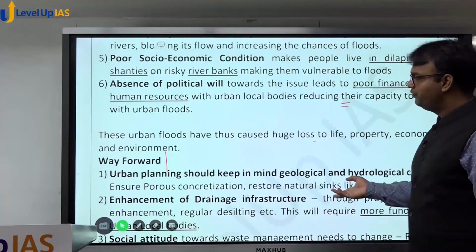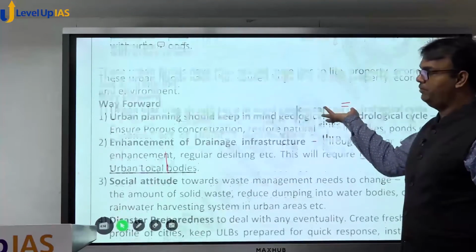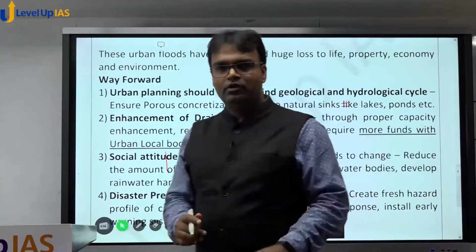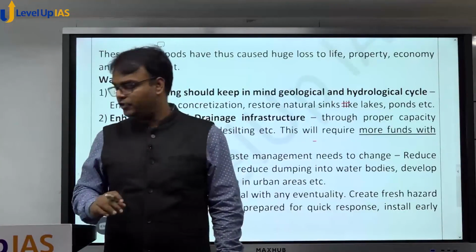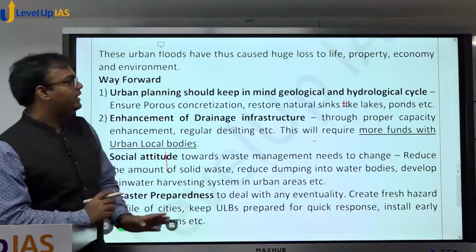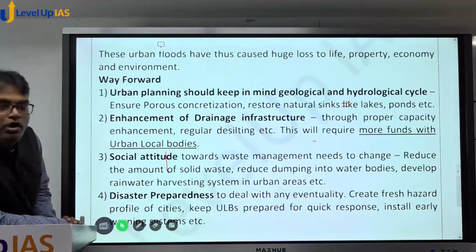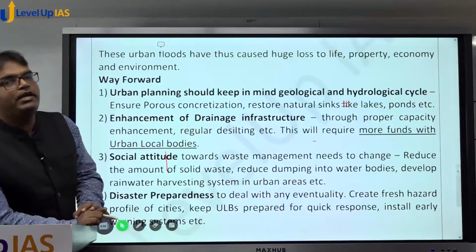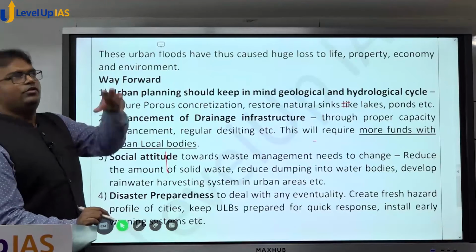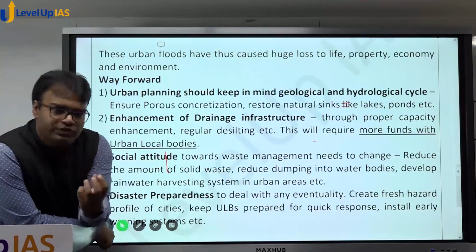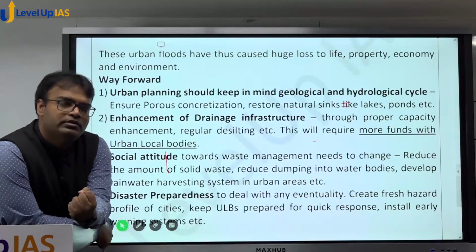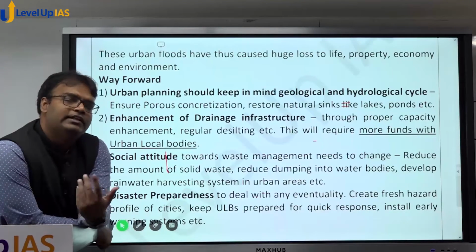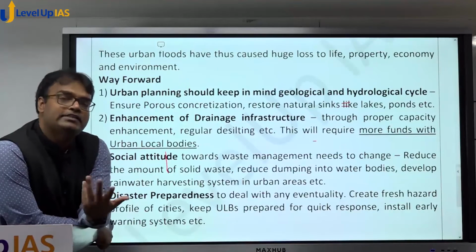Now come to how we deal with this problem. First of all, urban planning. The key reason, the core reason for urban flood is urban planning. So urban planning should keep the geological and hydrological cycle in mind. Hydrological cycle, like when rainfall takes place, some of it should get absorbed in the ground. There should be lakes, ponds, etc. where the water will get stored, which will act as a sink.